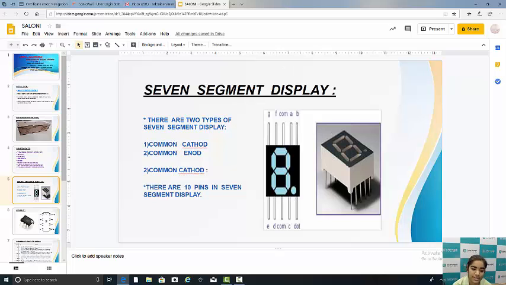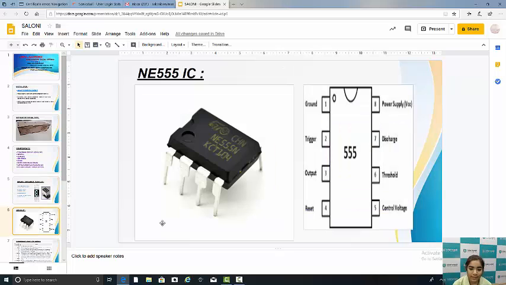Now let's see what is NE555 IC. This is the picture of NE555 IC. There are 8 pins. You can see 1, 2, 3, 4, 5, 6, 7 and 8. This is the timer IC. This is NE555 IC.